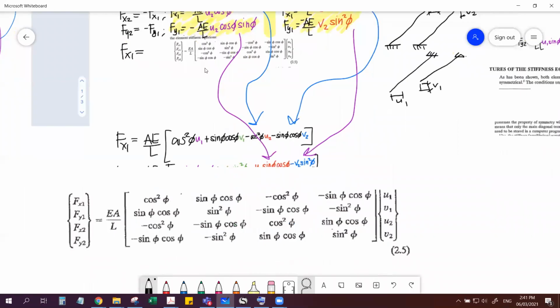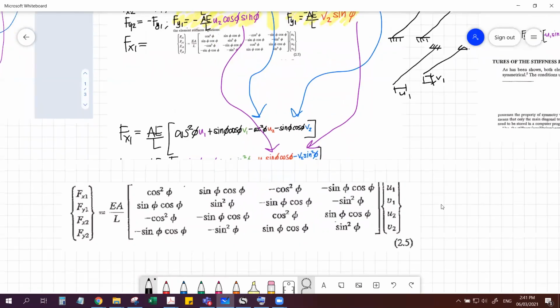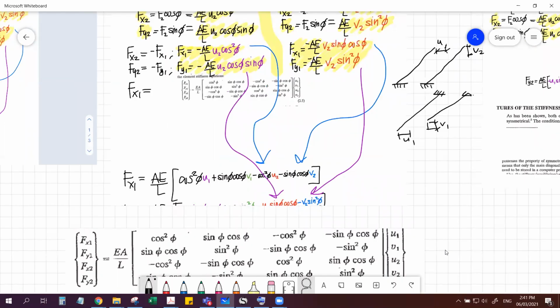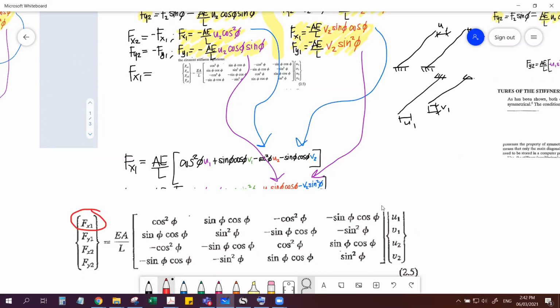Okay, so I enlarge this image. So this is the corresponding global stiffness matrix. Okay, so how do we verify it's true? For example, let's focus on fx1. I want you to expand this row. So fx1 is here, and multiply to this column.